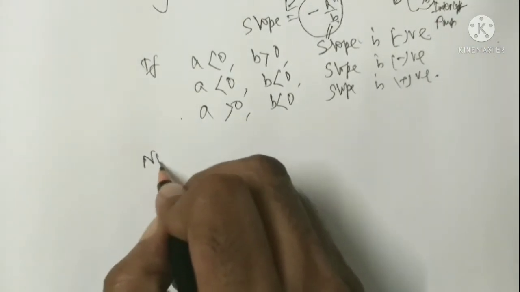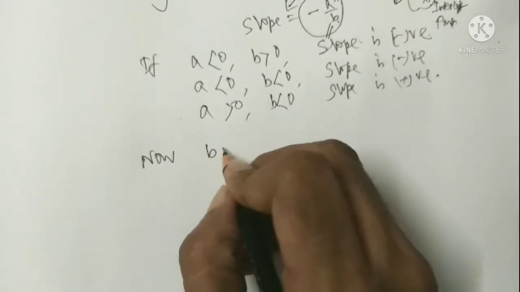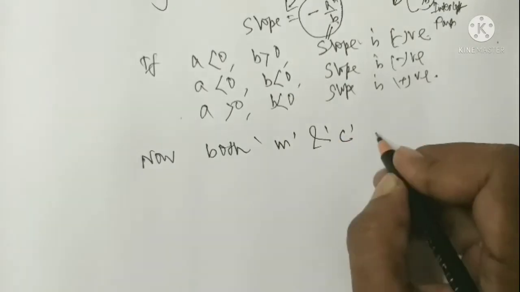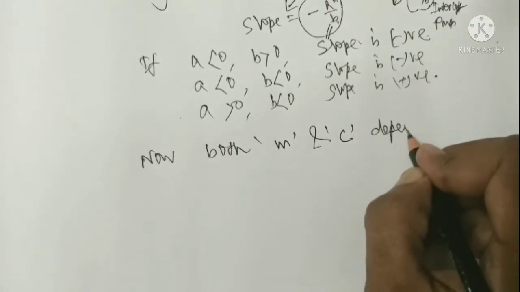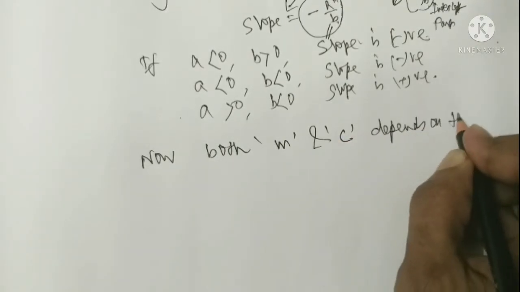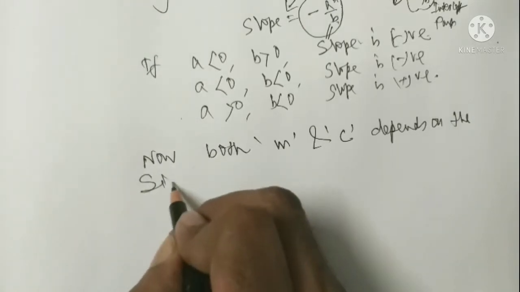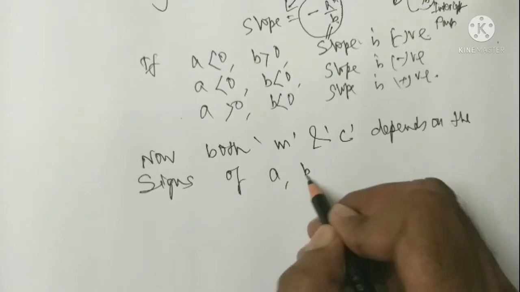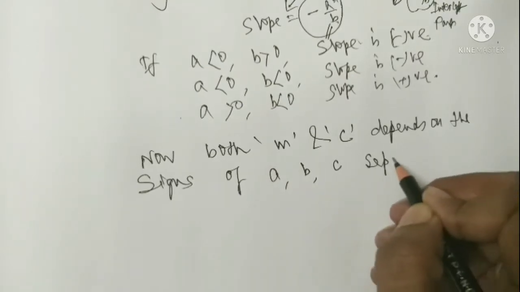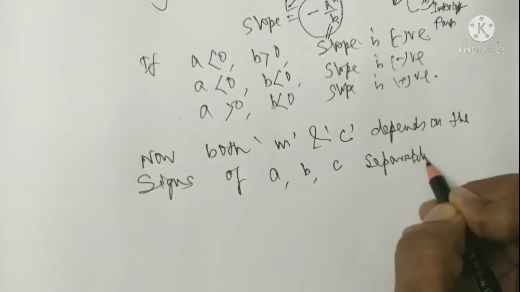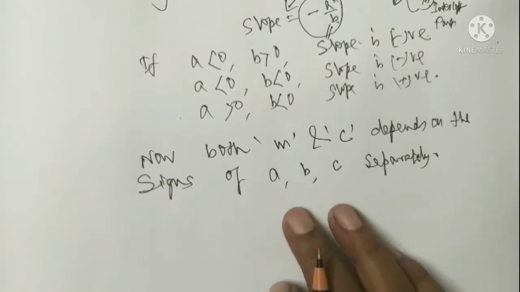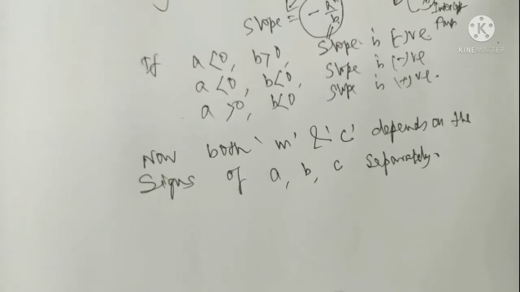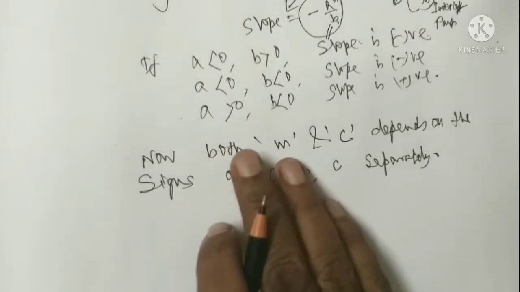Now both m and c depend on the sign of a, b, c separately. Now our mission is complete, that we have transferred general form to slope intercept form.